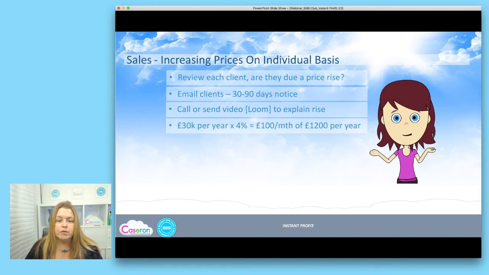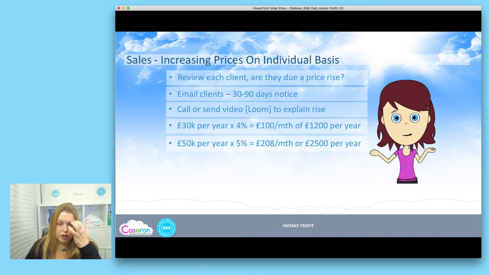Now think about the impact on your business. So if you had a £30,000 a year business and you were increasing by 4%, that's another £100 a month or £1,200 a year. If you've got a 50k business and you're increasing your prices by 5%, that's another £208 a month or £2,500 per year.